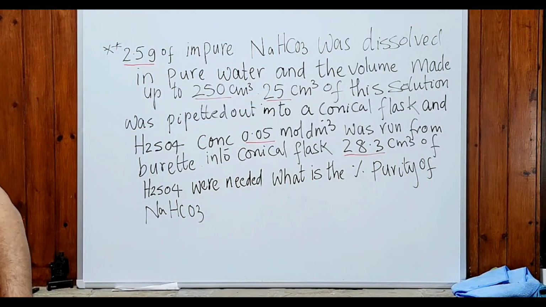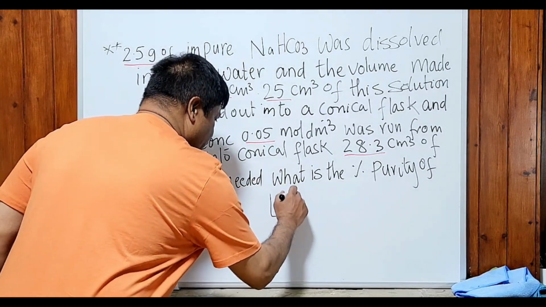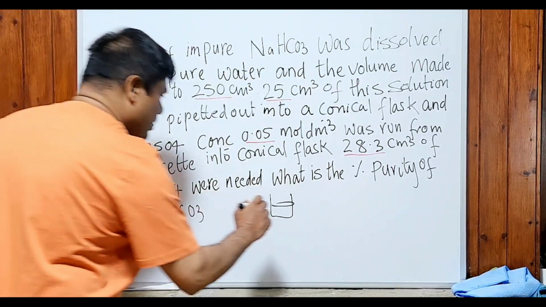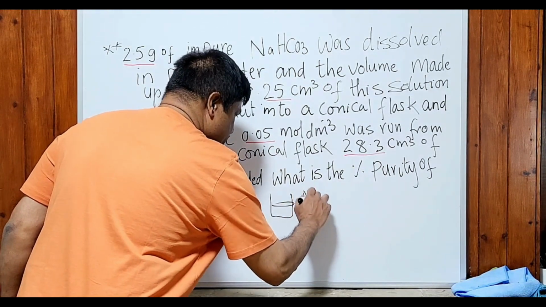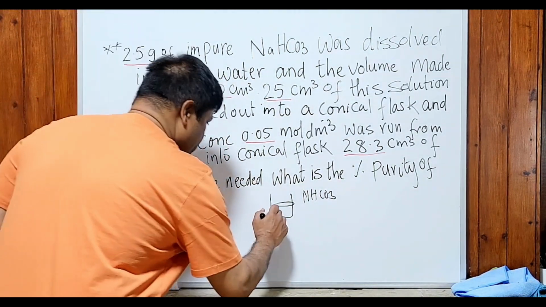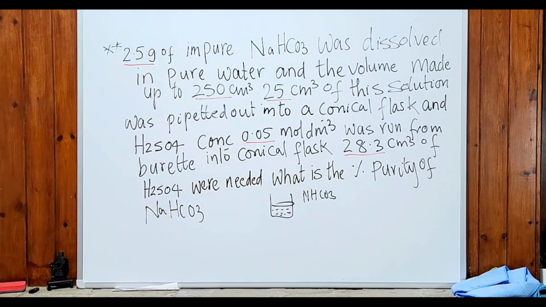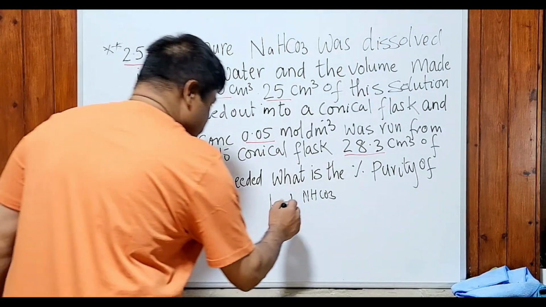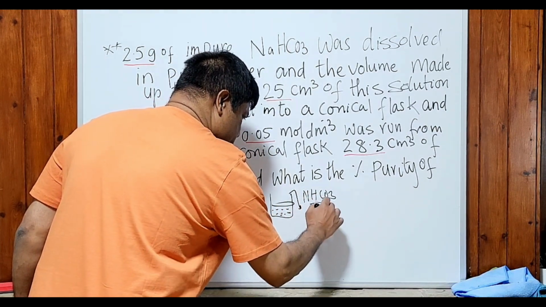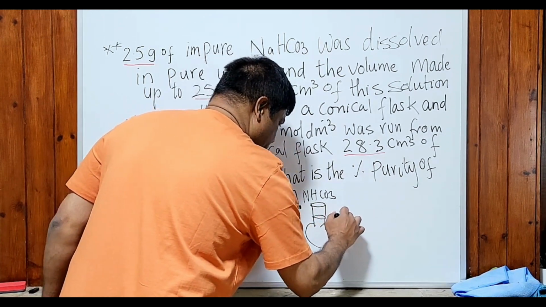Let's start the question. You weigh 2.5 gram of sodium hydrogen carbonate, which is impure NaHCO3, dissolved in deionized water, and transfer that into a volumetric flask and make the solution up to 250. Okay, that's our first step.